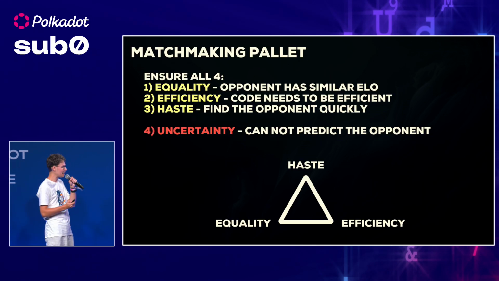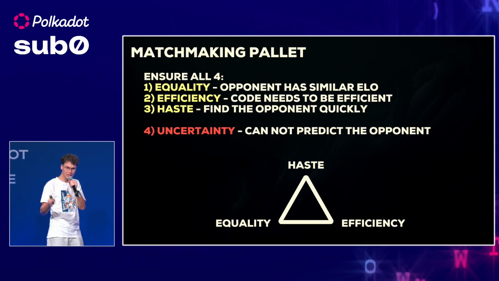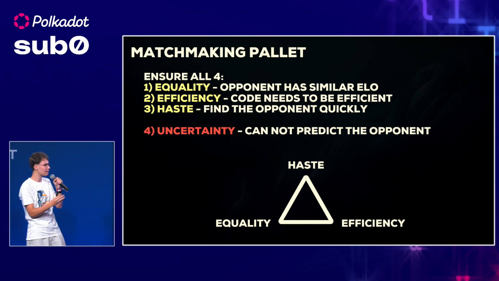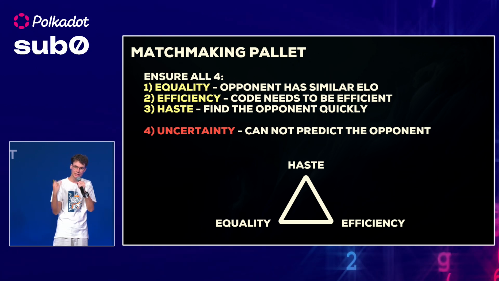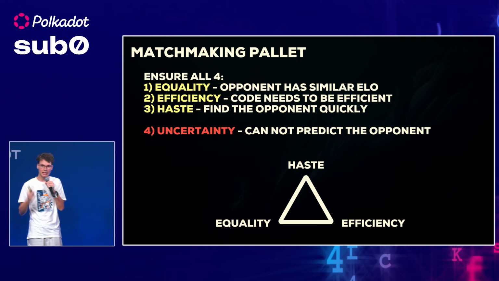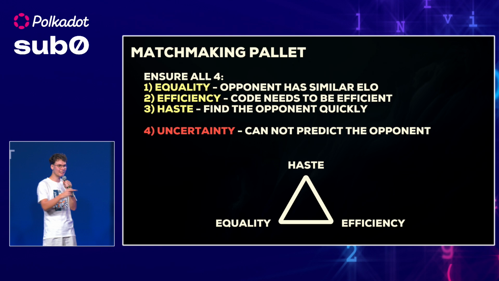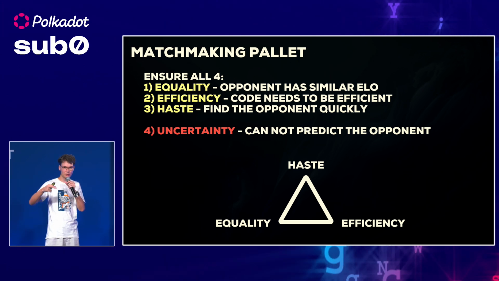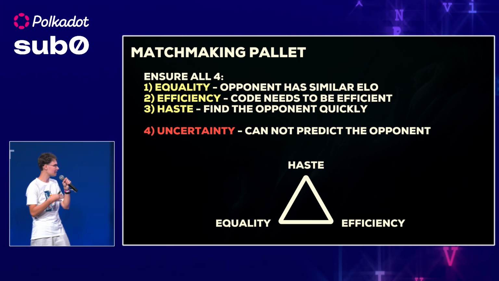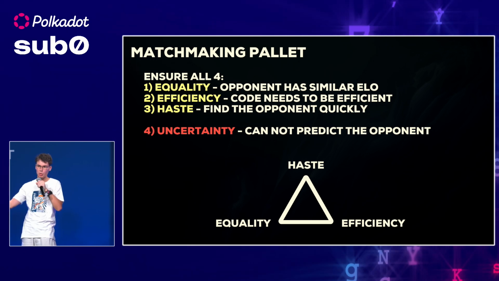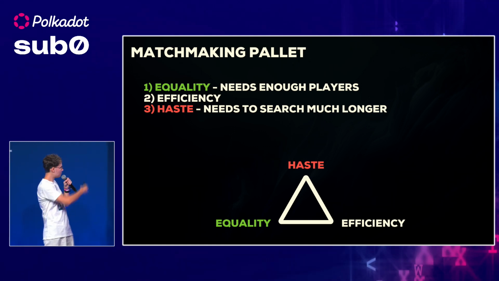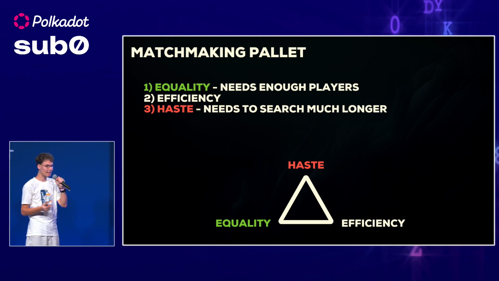Then I've made a matchmaking palette. So with the matchmaking palette, you would want to ensure these four things. So the equality: you want to play with an opponent with a very similar ELO, with a very similar skill at the game. Then the code obviously needs to be very efficient, and you want the game to be found very quickly. You don't want to be waiting there for your opponent for the whole day. You want to play right now at this second. And then also you want to achieve uncertainty so that no opponent can predict their opponent. And these three properties are forming a matchmaking trilemma.